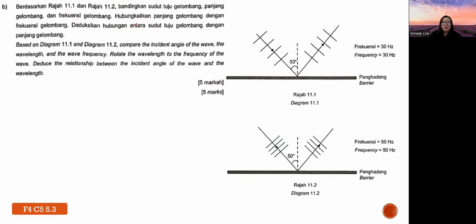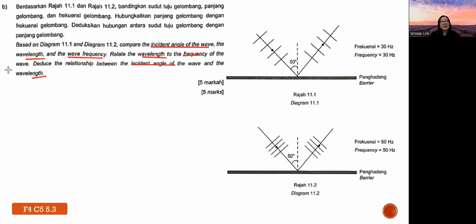For the last question in essay, we always have a 5 marks comparison question, and you should make it a habit to underline or highlight. First, you compare incident angle. Second, compare wavelength. Third, compare frequency. Fourth, relate wavelength and frequency. Lastly, relate incident angle and wavelength. Therefore, you should have 5 ideas. You can also do it in point form.